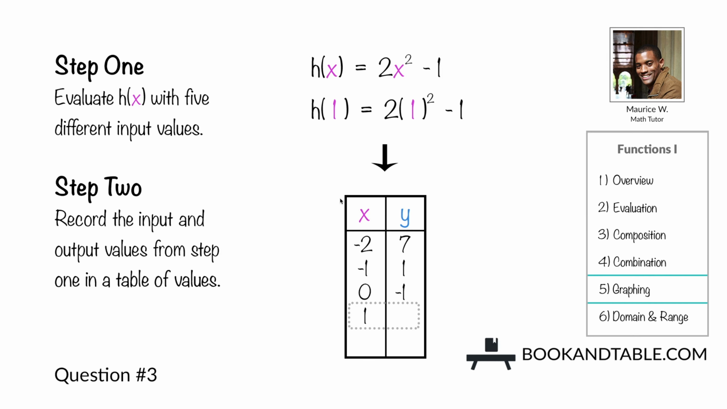The next point is 1. h(1) is equal to 2 times 1 squared minus 1. 1 squared is 1. 2 times 1 is 2. And 2 minus 1 is equal to 1. So the input is 1 and the output is 1. And for the fifth point, we plug in 2 for x, showing us h(2) is equal to 2 times 2 squared minus 1. 2 squared is 4. 2 times 4 is 8. 8 minus 1 is equal to 7. So the input is 2 and the output is 7.